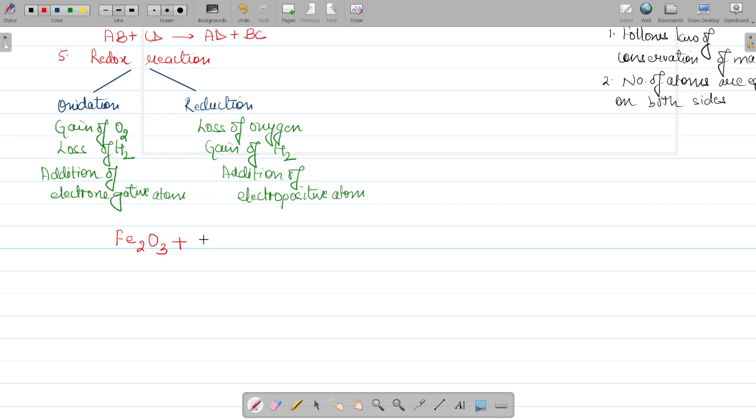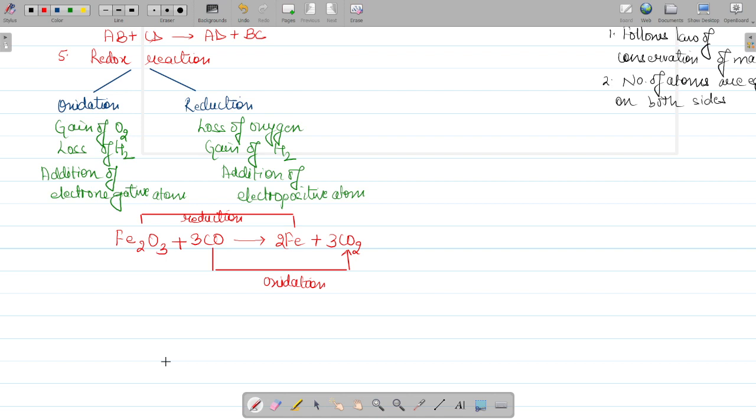For example, if I take the example of Fe2O3 plus carbon monoxide, it is going to give us Fe plus CO2. Let's balance it. Now, in this particular case, if you observe, what is happening to the carbon monoxide? It is changing to carbon dioxide. It means that oxidation is taking place. As we know, oxidation means the addition of oxygen. And in Fe2O3, the Fe is losing the oxygen. It means reduction is taking place.